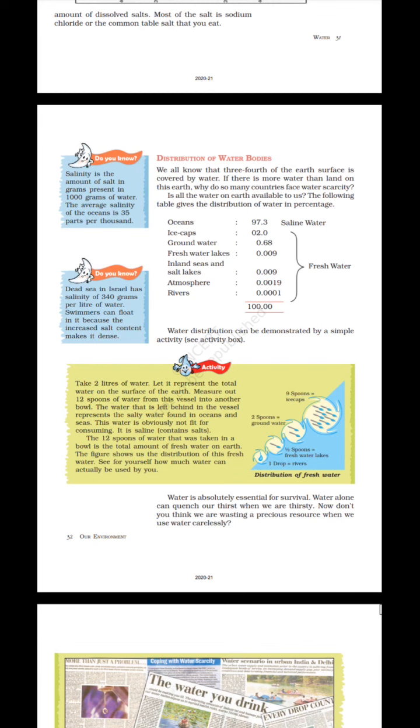The 12 spoons of water that were taken in a bowl is the total amount of fresh water on earth. The figure shows us the distribution of this fresh water. See for yourself how much water can actually be used by you.